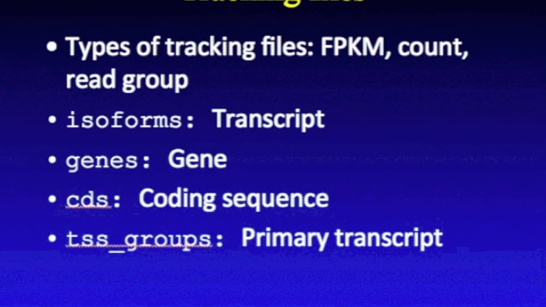The isoform tracking file tells us the expression values of unique transcripts. Genes groups the unique transcripts by gene and shows us gene expression. The coding sequence or CDS file groups transcripts that contain the same coding sequence, which can serve as a proxy for proteins. The TSS group groups transcripts sharing the same transcription start site.